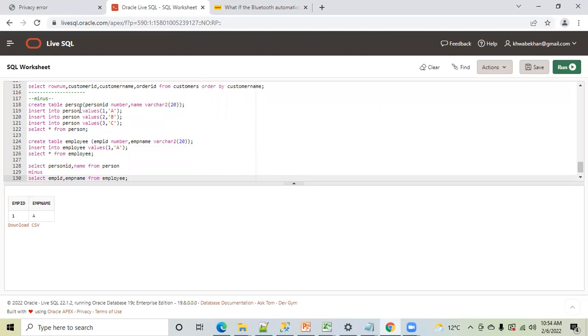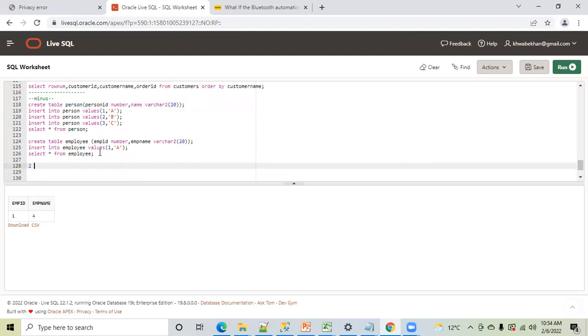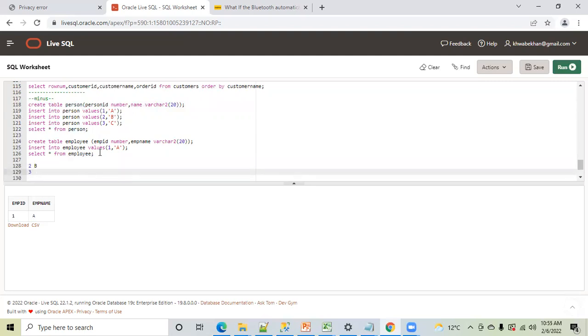In the person table, how many records do I have? Three records, 1A, 2B, 3C. In the employee table, how many records do I have? Only one, 1A. Now, suppose I ask you: tell me the records which are present in the person table but not present in the employee table. What will be the answer? 2B and 3C. So 2B and 3C are the two records present in the person table but not in the employee table.